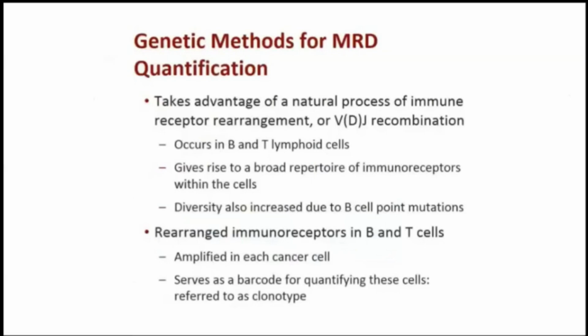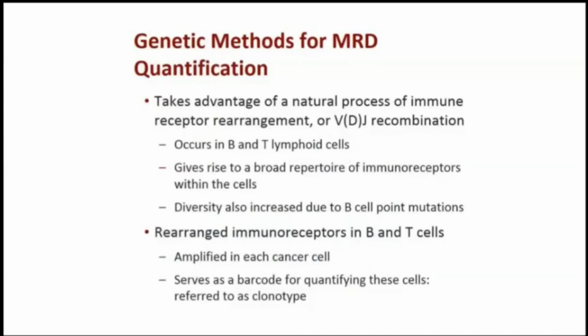It takes advantage of a natural process of immune receptor rearrangements or VDJ recombination, and it occurs in both B and T lymphoid cells. And this is now being comprehensively used in the West. The majority of clinical trials are now shifting from a flow cytometry based approach to a molecular approach, and they feel that it is more sensitive. They can detect the MRD at a much lower level as compared to what can be done with flow cytometry.